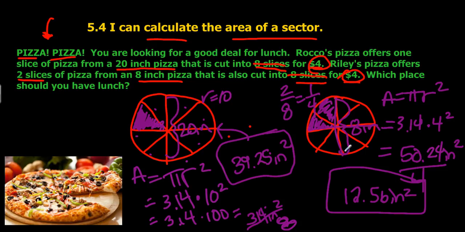So where should I eat lunch? I should eat lunch at Rocco's. And what's the connection here? The connection is that those slices of pizza are sectors, because when we take a circle and divide it up into equal sized pieces, we're creating sectors of the circle. So each of these, I found the area of a sector.